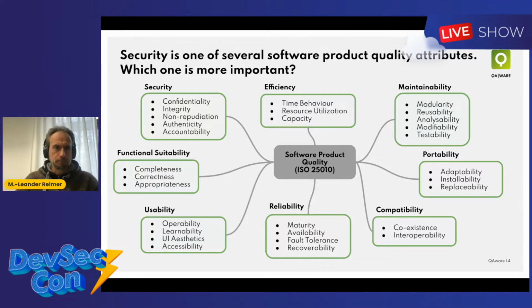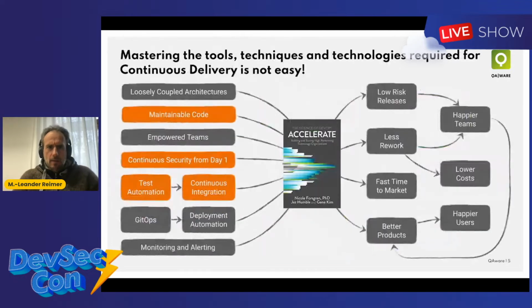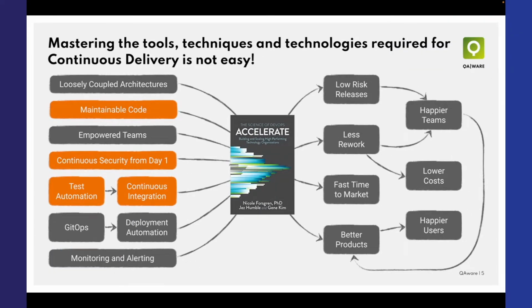That is a tragedy. Then I'm really sure you have probably read that book here, the Accelerate book, where they kind of argue what you need to do for continuous delivery. On the right-hand side, you see all those benefits of continuous delivery: low-risk releases, yes, we all want them, and less rework, and we want happy teams because happy teams produce better products, and we want fast time to market and lower cost and happy users in the end.